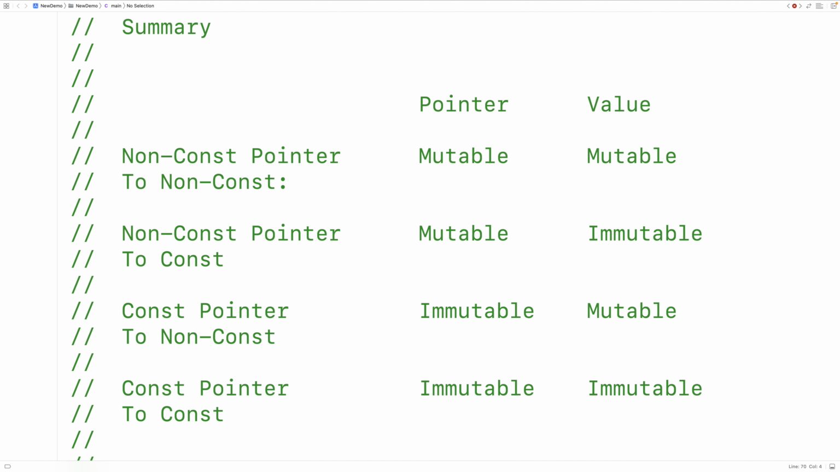We can also have a constant pointer to a non-constant. In that case, the pointer is going to be immutable in that we can't change it. The value that the pointer is pointing to is going to be changeable. We can have a constant pointer to a constant. In that case, both the pointer and the value of what it's pointing to are both going to be immutable. So hopefully this video has helped you to understand the difference between a constant pointer and a pointer to a constant in C.